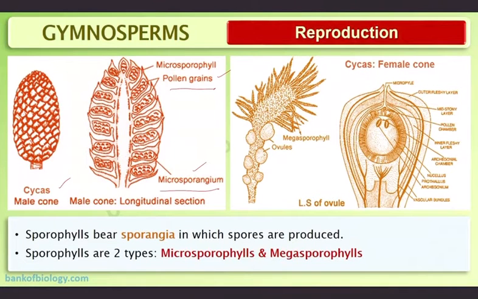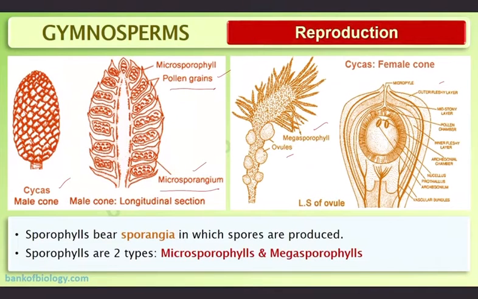Once this forms, you can see the male cone, and in the longitudinal section, in the microsporophylls there will be presence of pollen grains, and microsporangium will be there. Remember we talked about microsporogenesis. And in Cycas, the female has megasporophylls, their ovules will be there, and megasporogenesis will form the megaspore. So sporophylls bear sporangia in which spores are produced.